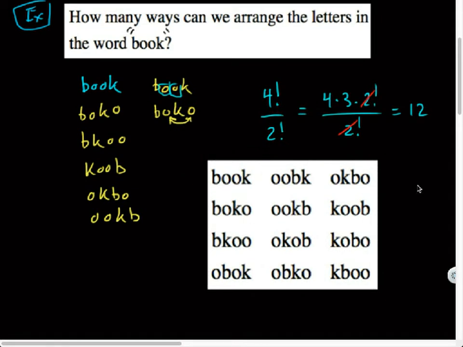So here are my 12 actual arrangements. It looks like I had 3 that started with B, 6 that started with O, and 3 that started with K.